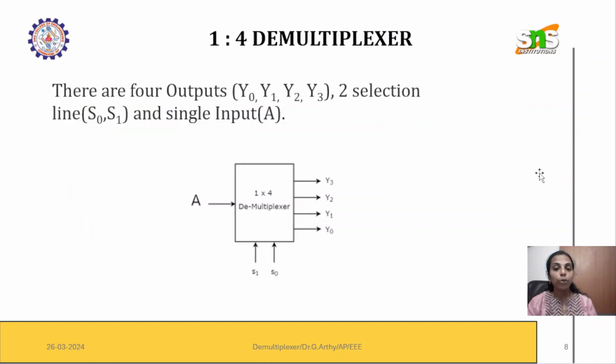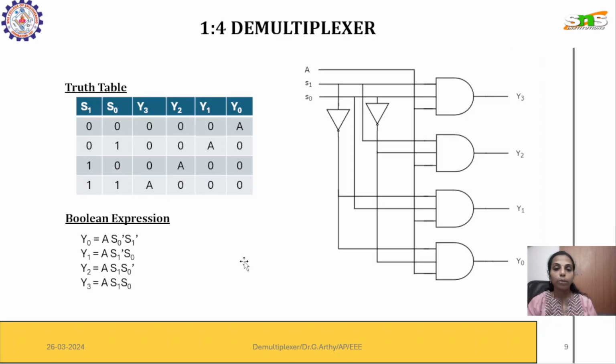Similarly, for a 1:4 demultiplexer, we will have one input and four different output combinations with two selection lines, obviously. This is the truth table of a demultiplexer, right? Four different combinations of the selection lines are there. When 00 is the selection line, y0 will be chosen. When 01 is the selection line, y1 will be chosen. When 10 is the selection line, y2 will be chosen. When 11 is the selection line, y3 will be chosen. And from this, we will write the Boolean expressions.